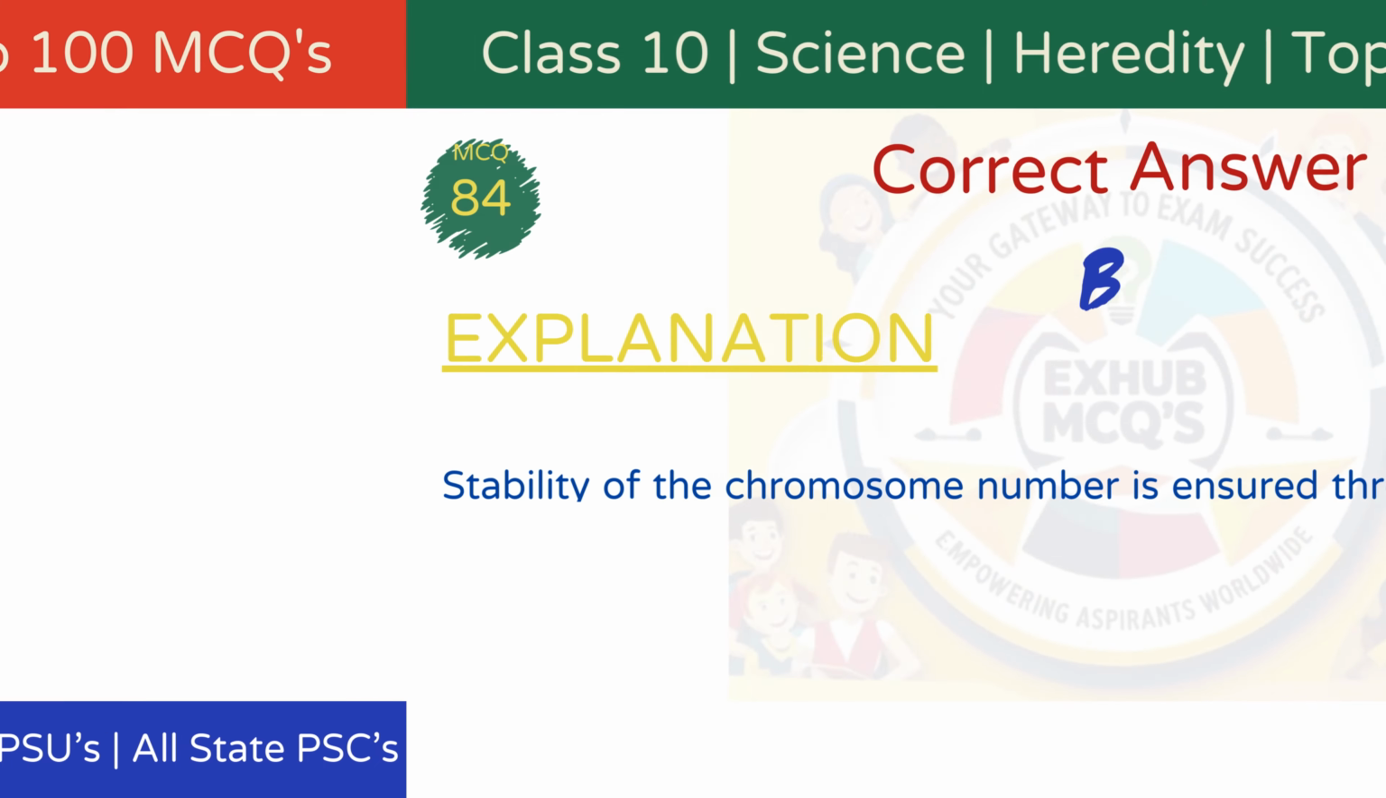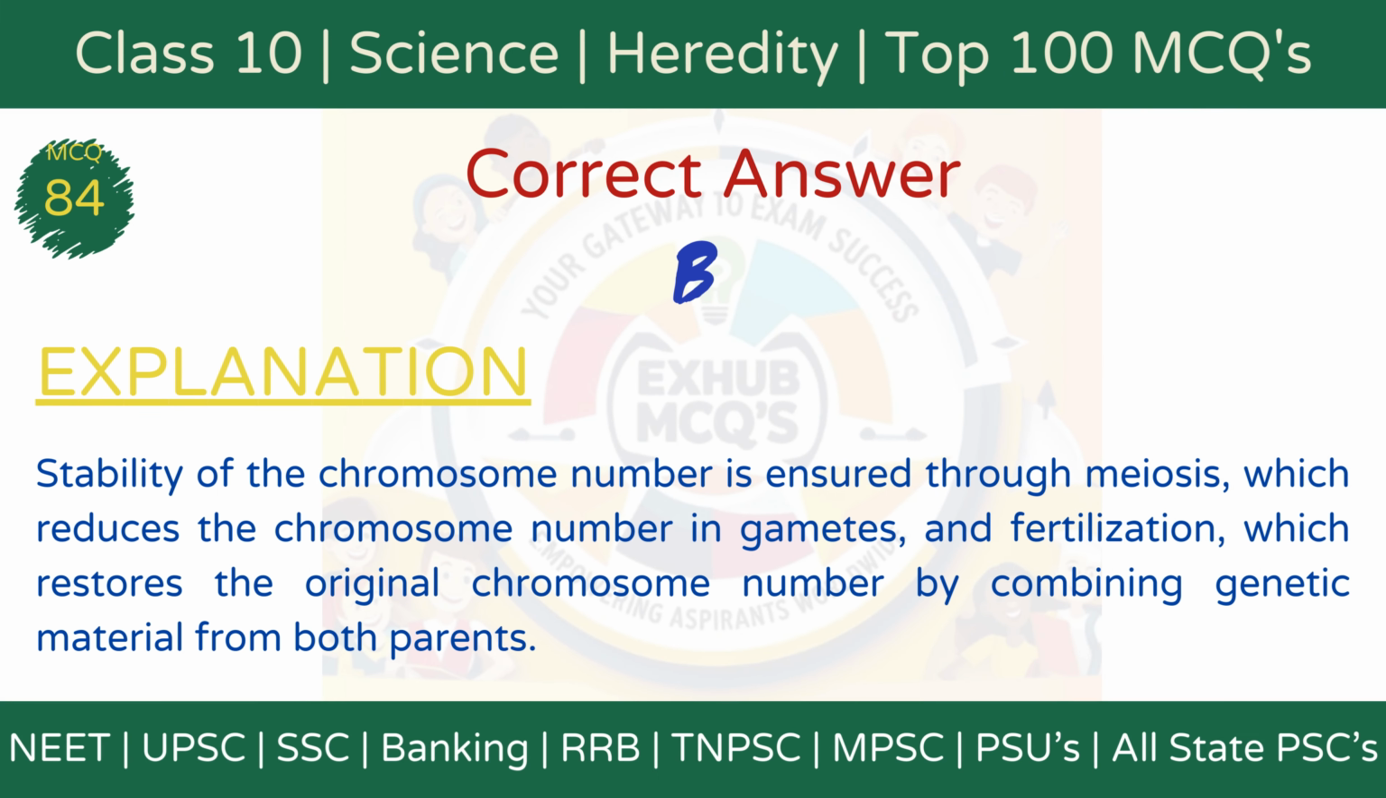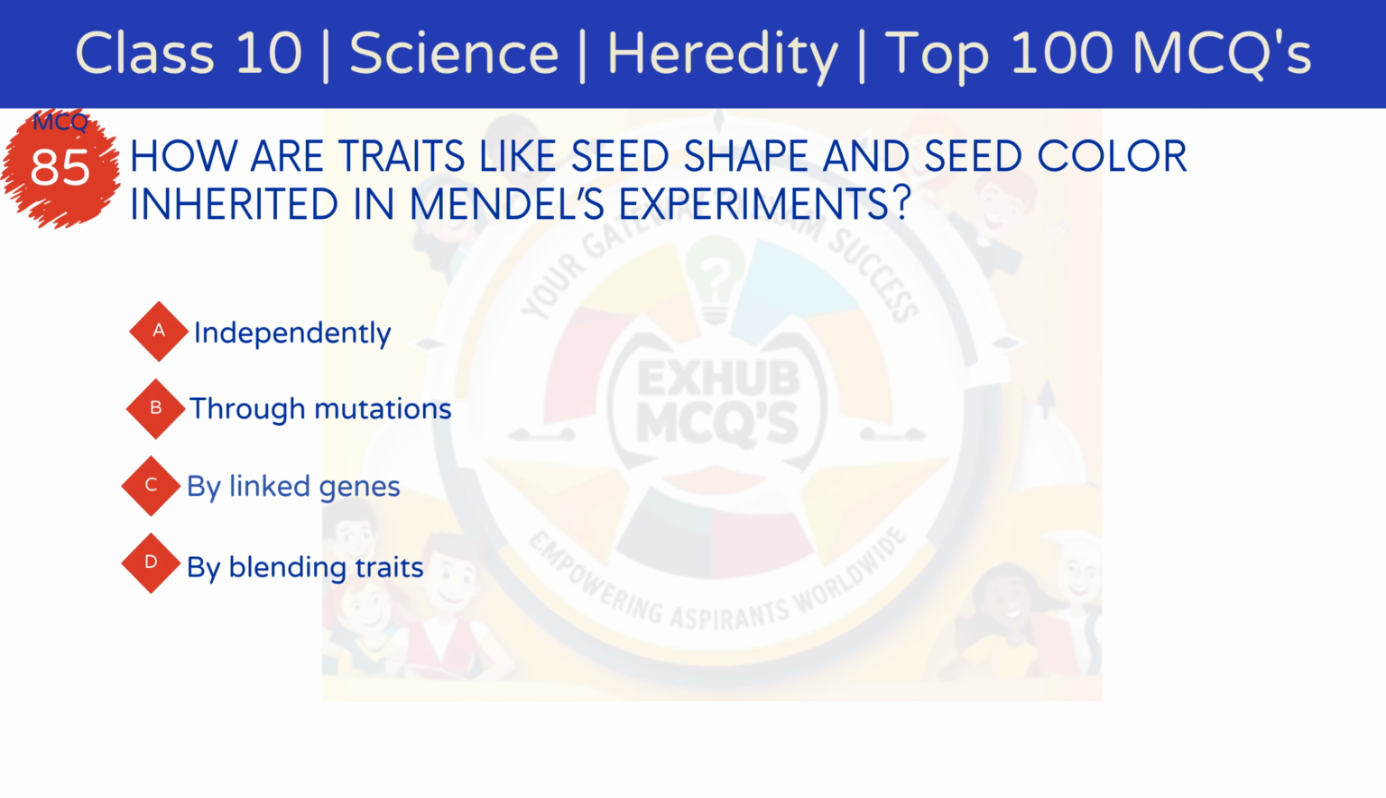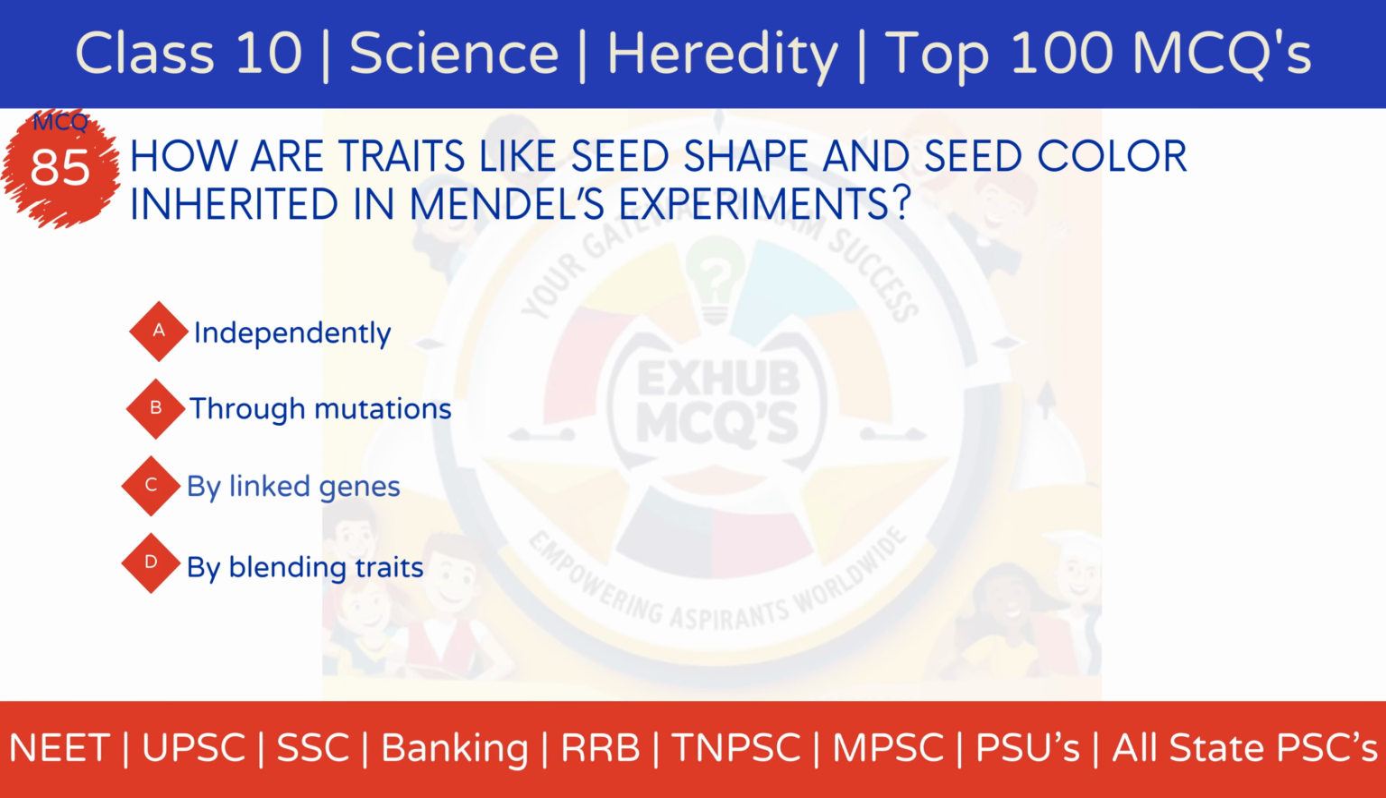The correct answer is option B, meiosis and fertilization. Explanation: stability of the chromosome number is ensured through meiosis, which reduces the chromosome number in gametes, and fertilization, which restores the original chromosome number by combining genetic material from both parents. MCQ 85. How are traits like seed shape and seed color inherited in Mendel's experiments?